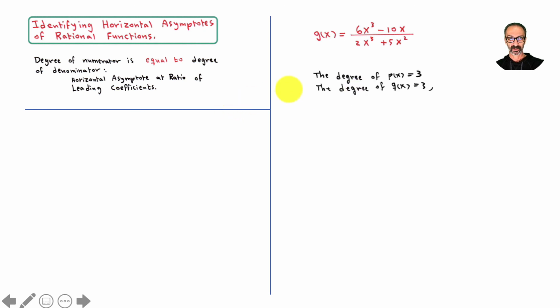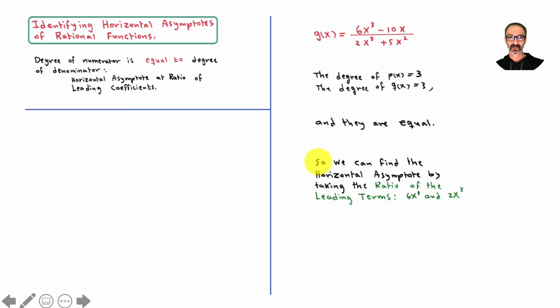The ratios of the leading coefficients, that's 6 over 2, which is 3. Here we go. The degree of p of x is 3. The degree of q of x is also 3. And they are equal. So we can find the horizontal asymptote by taking the ratio of the leading terms, 6x cubed and 2x cubed. Differently, we're looking at 6 over 2, which is 3. Which makes sense. Towards infinity, those are not going to count much. So it's almost like you're staying with these, which simplifies to 3. Last example.